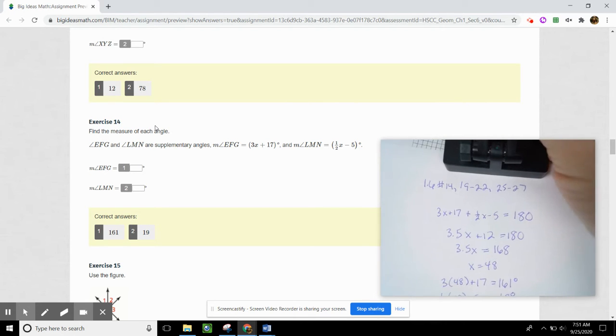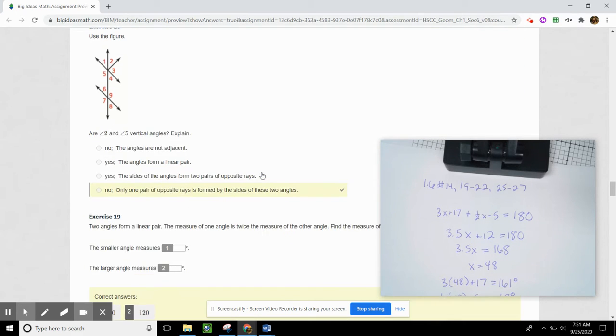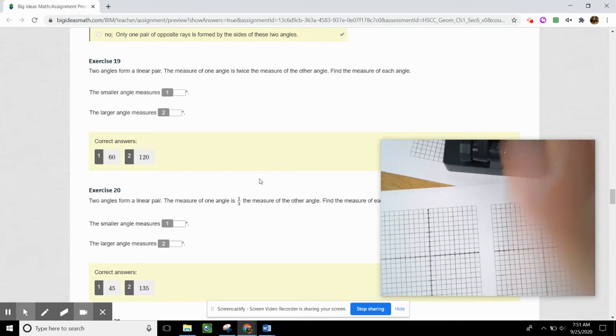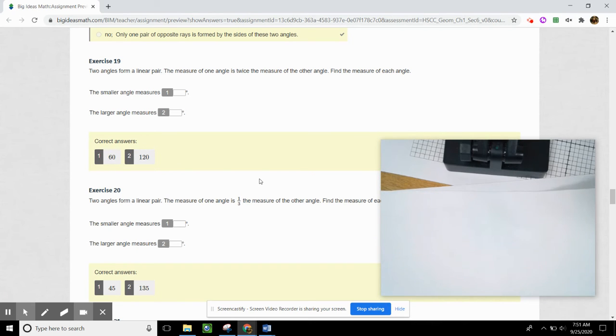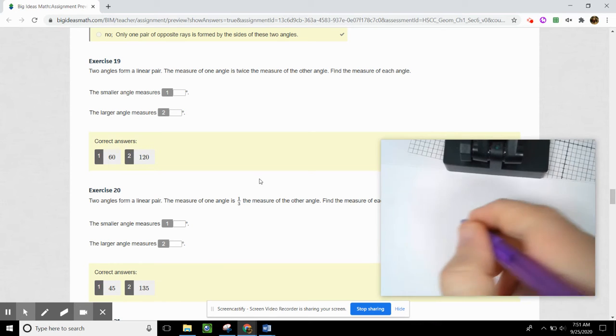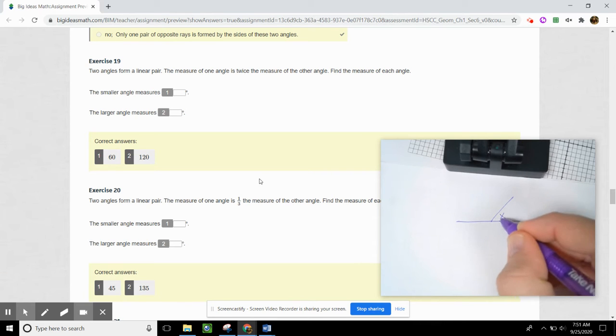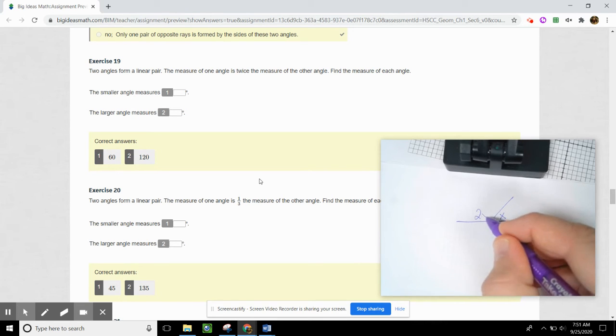The next question I'd like to go over is number 19. It says, two angles form a linear pair. Which means that the two angles would look like this, and they add to 180. The measure of one angle is twice the measure of the other angle. So if we said this angle was x, the larger angle is 2 times x.